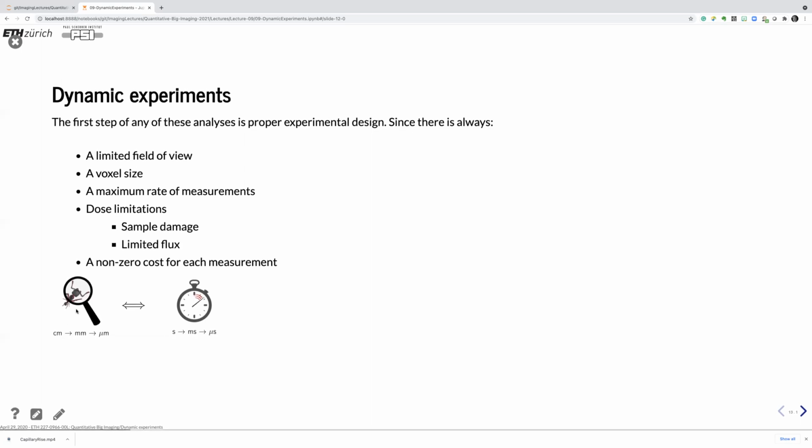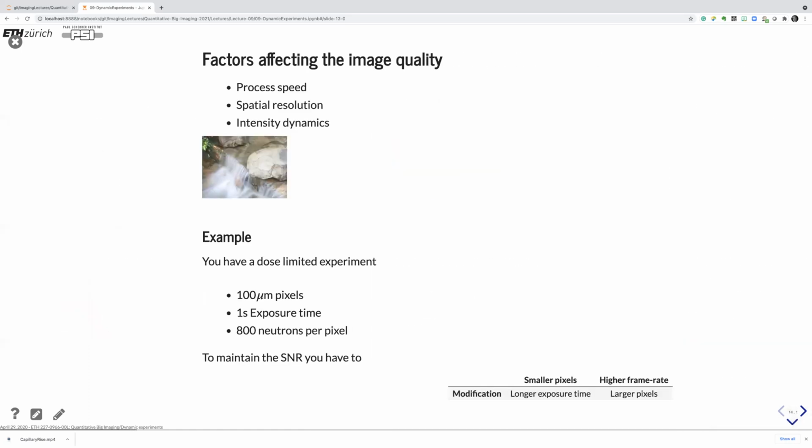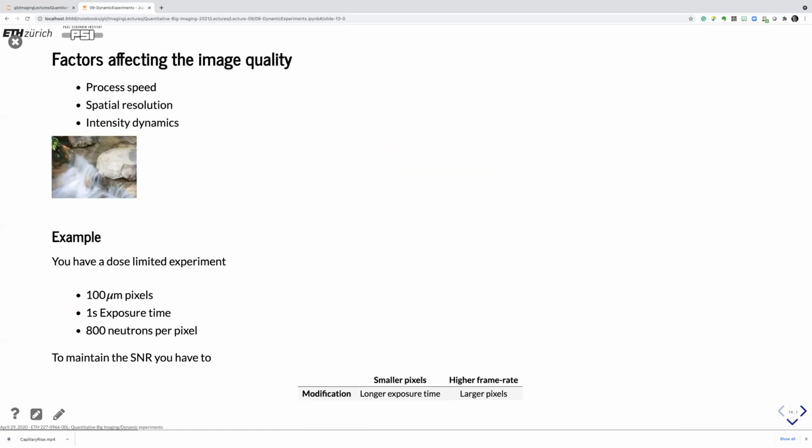And usually you have to balance between looking at high spatial resolution and high temporal resolution. Sometimes you can do both and get a good result, but mostly you have to choose one that is more relevant than the other. The factors that affect the image quality are, first of all, the process speed, but also the spatial resolution and intensity dynamics.